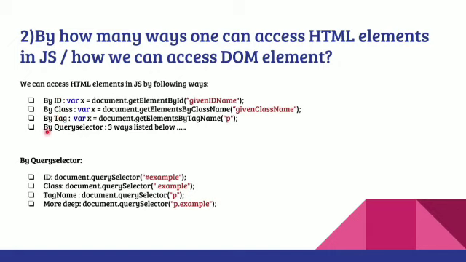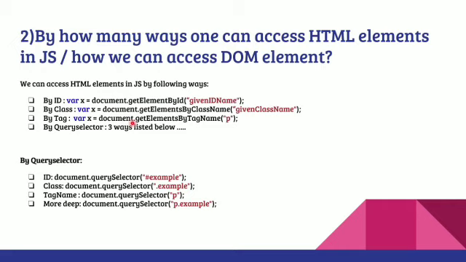Then we have another thing called query selector. Now we will see each one in detail. Suppose I want to access an element by ID. I can simply write document.getElementById and then the name of the ID in the bracket. Suppose I want to access any element by class. I can simply write document.getElementsByClassName and then the name of the class. Same way for the tag also.